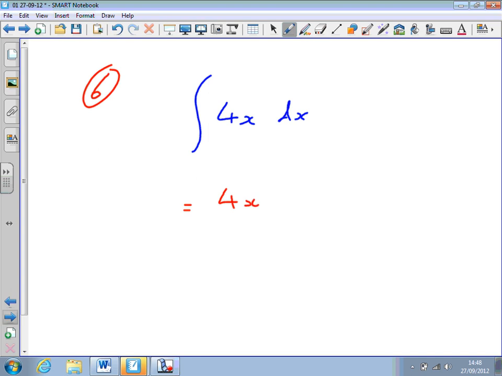4x squared divided by the new power? No, you add 1 to the power. Like you took 1 off when you differentiate, you add 1 when you integrate. So add 1 to the power, divide by the new power, and then at the end? Plus c, well remembered. Always add this constant of integration. And then, if you can simplify it, do so, because 2 goes into 4 twice, so that would become 2x squared plus c.